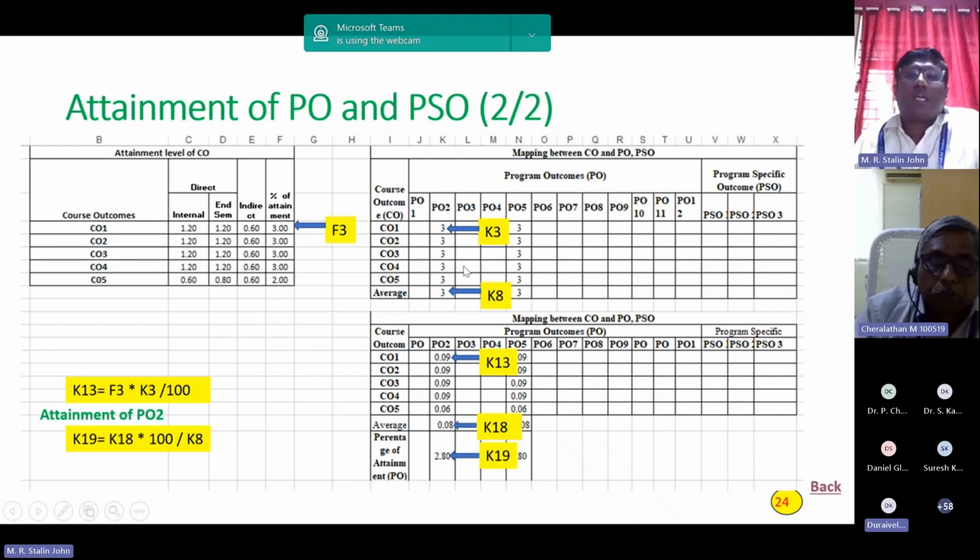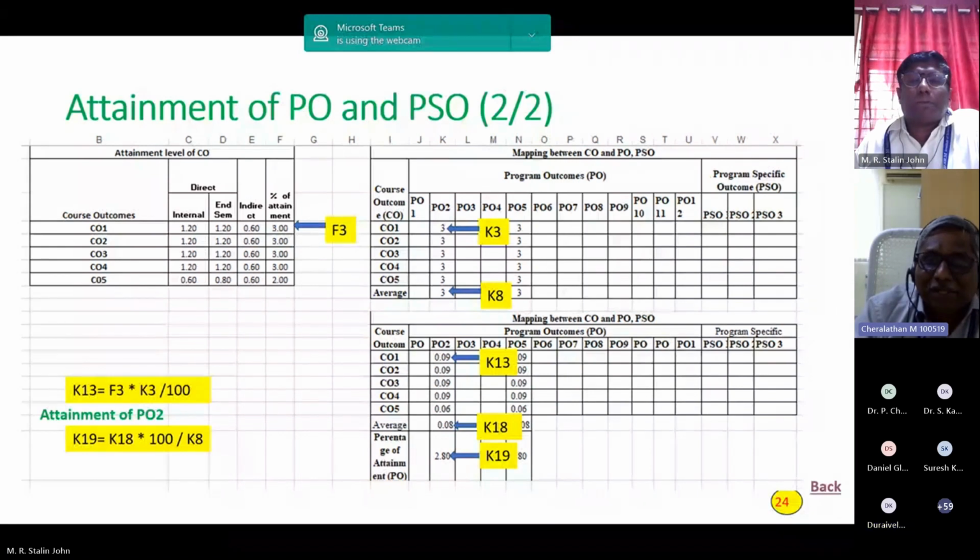Another doubt. Even at the bottom, K19. That is also a level, not a percentage. Yes, it is a level. And one more doubt. Should it be rounded off, or can we keep the fraction as it is? We should not round it off. Keep it as it is, 2.8 only. At least two decimals, sir. Okay, thank you, sir.